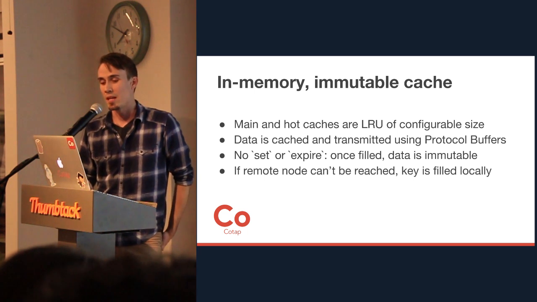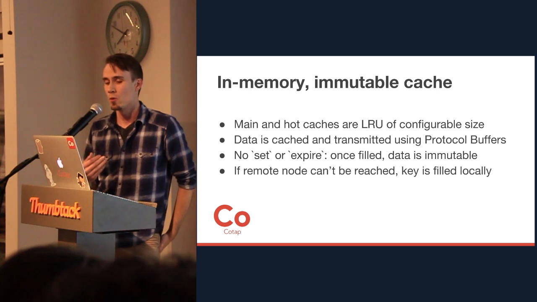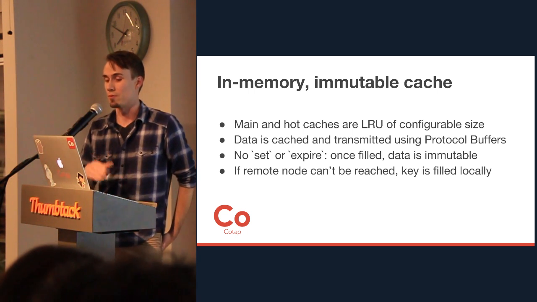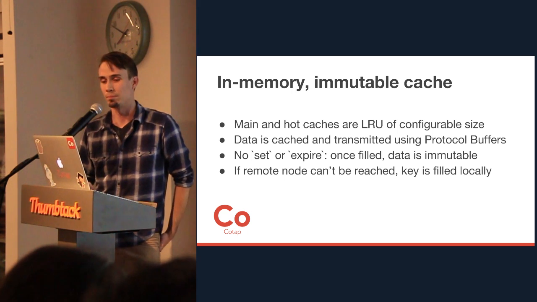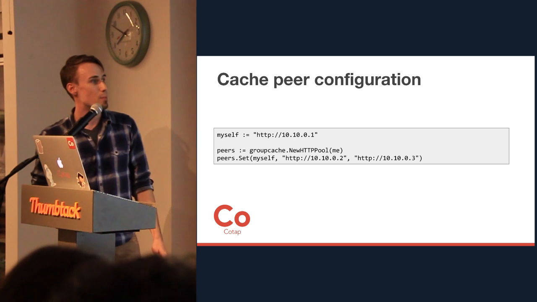And if the remote node can't be reached, the key is just filled locally. So if for some reason there's a network partition or a node goes down, you can still fill that cache request on whatever node the request comes in on. So here's an example, just a couple code examples.